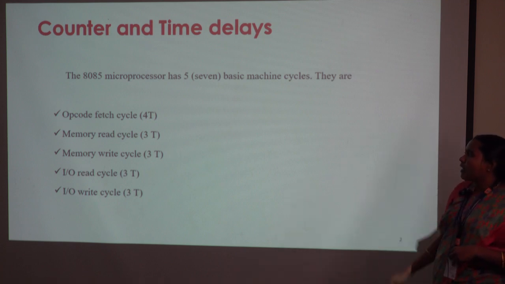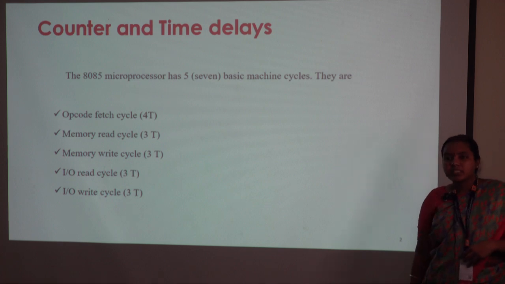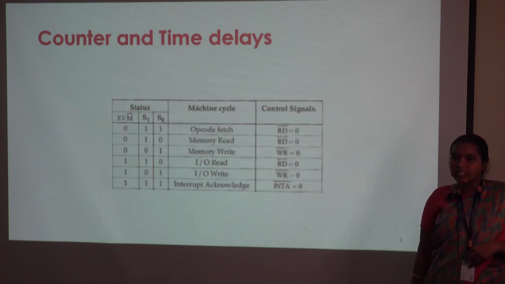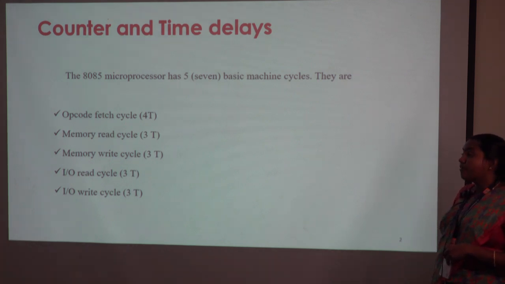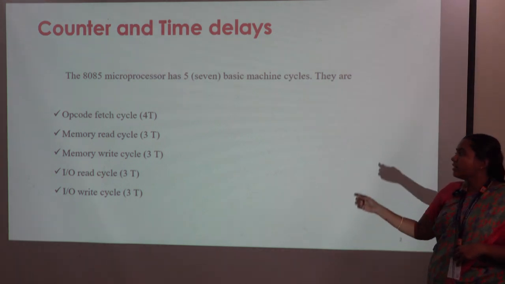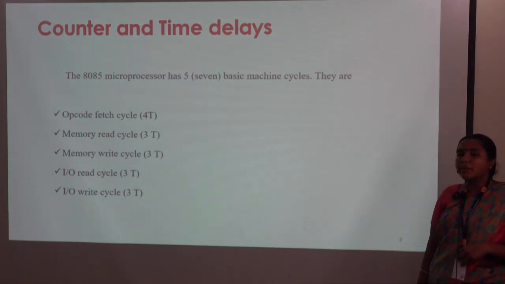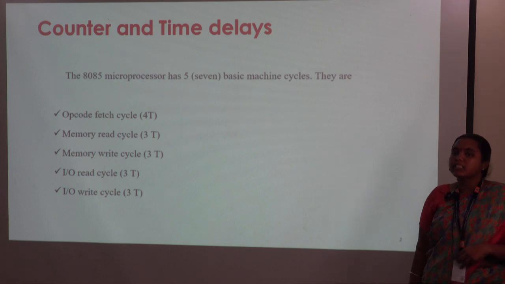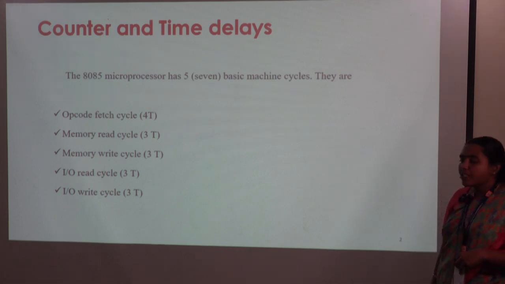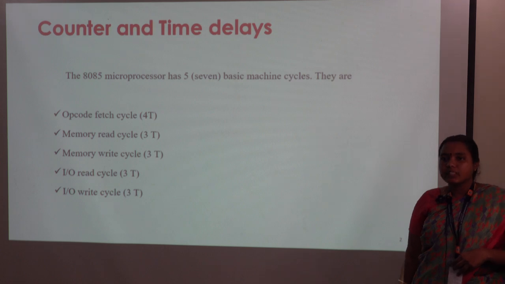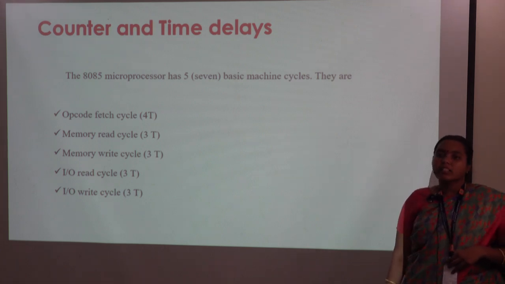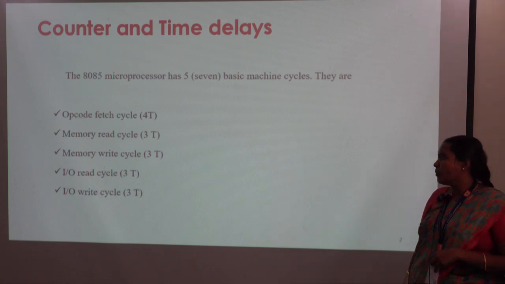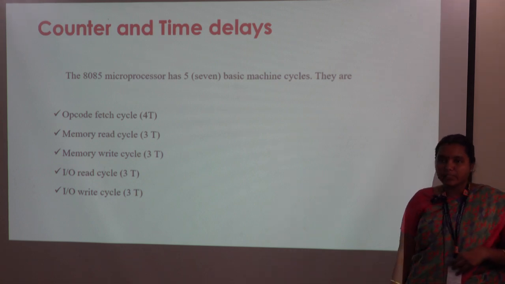The 8085 microprocessor has an 8-bit data bus and 16 address lines. It has 5 basic machine cycles: opcode fetch, memory read, memory write, input output read and write. Opcode fetch requires 4 T states. Memory read and memory write require 3 T states. Input output read and write also require 3 T states.